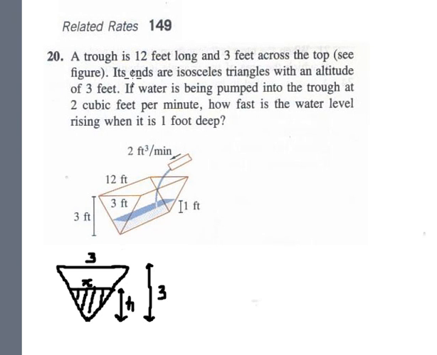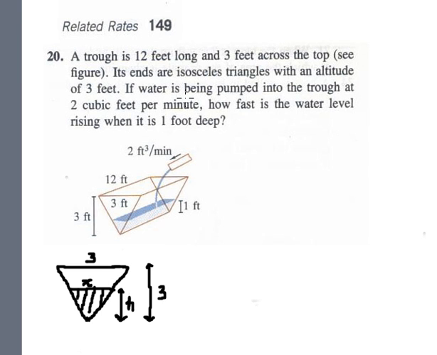Page 149, number 20. A trough is 12 feet long and 3 feet across the top. Its ends are isosceles triangles with an altitude of 3 feet. If water is being pumped into the trough at 2 cubic feet per minute, how fast is the water level rising when it is 1 foot deep?